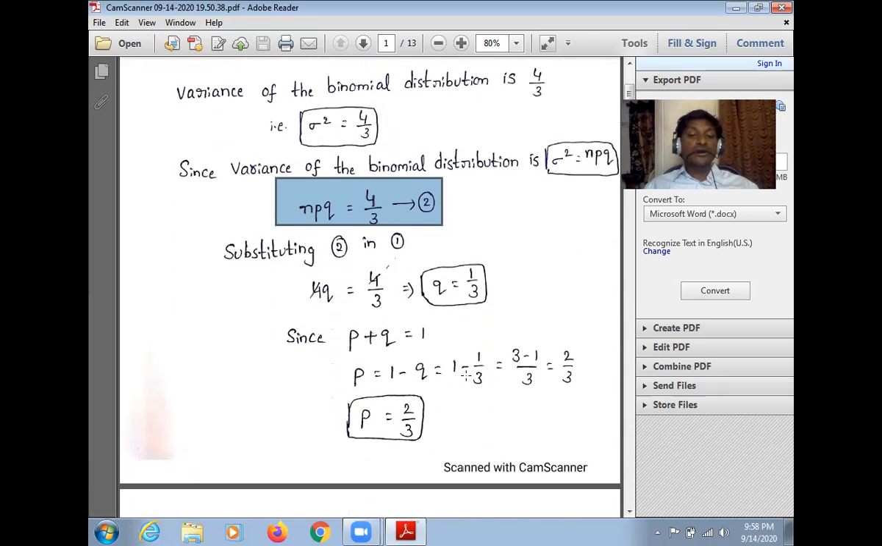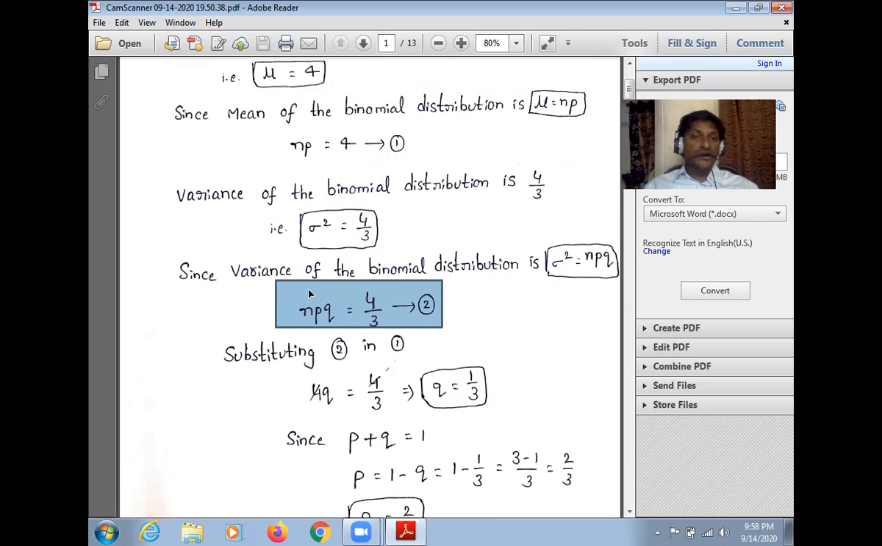If you want, you can divide those two, equation 2 by equation 1 or equation 1 by equation 2. That also we can do. There is no need to follow exactly what we discussed here. You can divide npq by np and then calculate, or just substitute np as 4 and calculate. Any one of the forms we can follow.